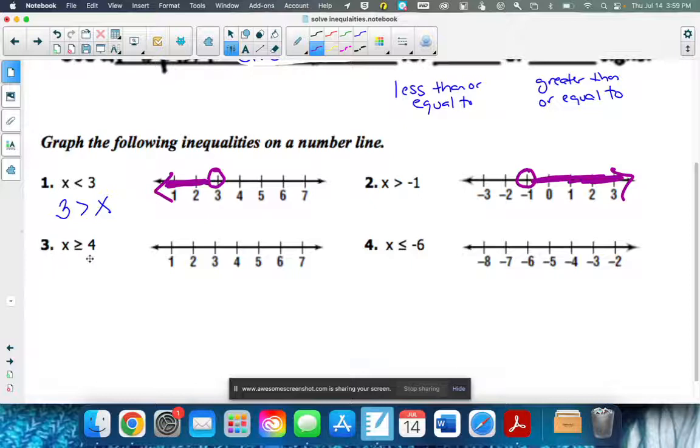All right, x is greater than or equal to 4. So closed circle at 4, because I am allowed to include 4 in my answer. And x is greater than or equal to 4. So some numbers bigger than 4 are 5, 10, 100. So that's the way I'm going to shade.